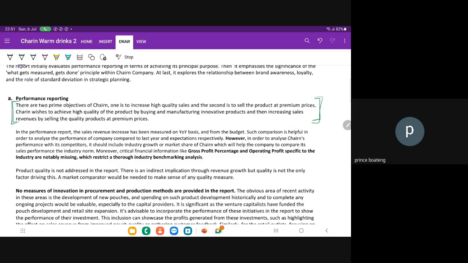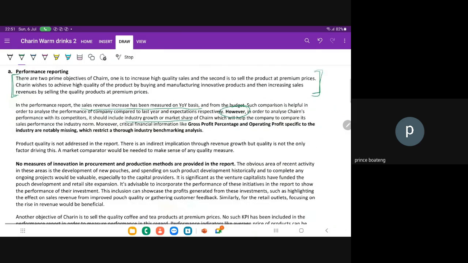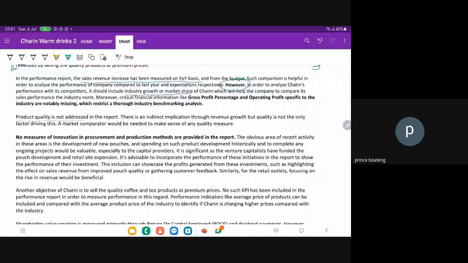Then we start with the sales revenue part, that sales revenue has been measured. However, this is important because now we are trying to balance that something is given, but it's not capturing the true picture. So industry growth, or market share, is actually something which is missing. Similarly, product quality is not addressed in this report, right? This is something which we highlighted.